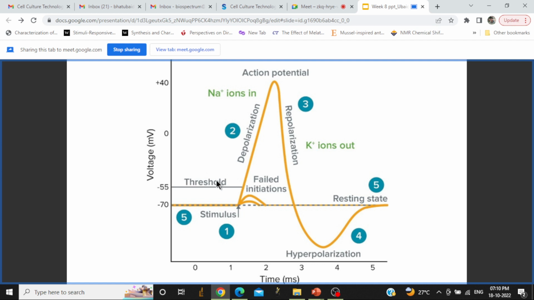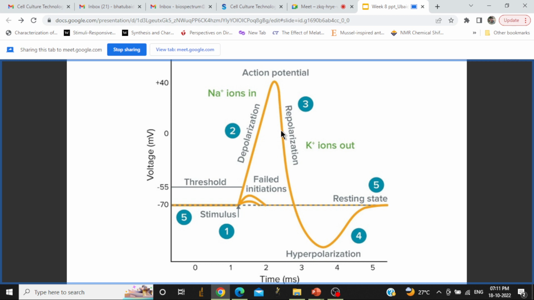Here the depolarization also depends on the stimulus. If the stimulus is less, like the failed initiations shown here, where the stimulus was very low, there is a threshold which is minus 55 millivolts. When the stimulus is below this threshold, the fast influx of sodium will not occur. When the stimulus is pretty good and crosses the minus 55 threshold, the abrupt influx of sodium ions occurs, and depolarization happens. The question asked about depolarization, and the membrane potential changes from negative to positive, so negative to positive is the correct answer.